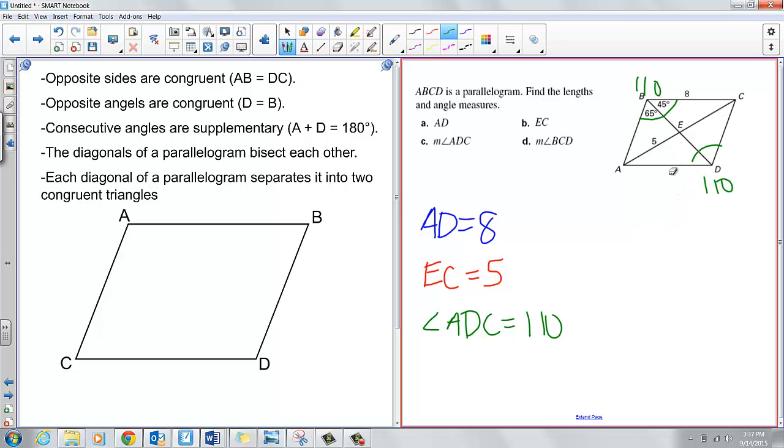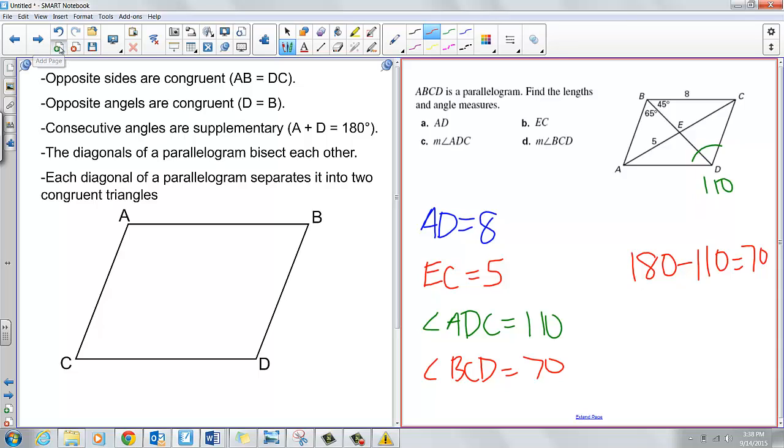Okay, and then it asks us to find BCD, and we can use that third property to see that consecutive angles, or angles that are next to each other, add to 180. So we can say 180 minus 110 will give me 70. Or you can think to yourself, 110 plus what gives me 180, and you should know that that's 70. So angle BCD equals 70. Alright, the next problem.